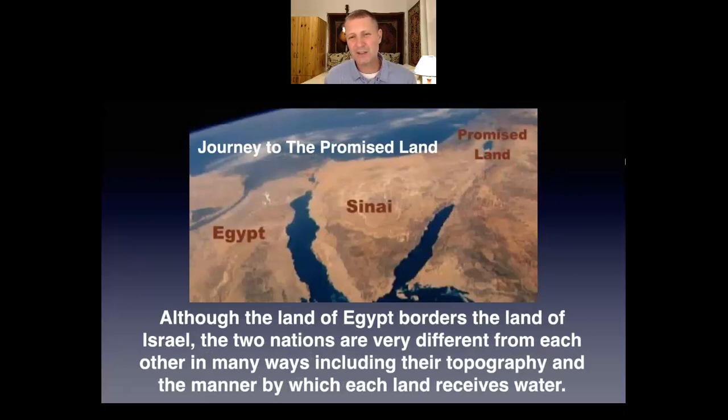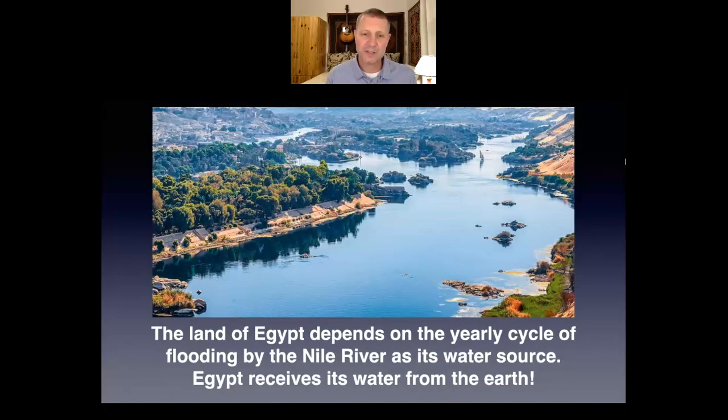Although the land of Egypt borders the land of Israel, the two nations are very different from each other in many ways, including their topography and the manner by which each land receives water. The land of Egypt depends on the yearly cycle of flooding by the Nile River as its water source. Egypt receives its water from the earth.